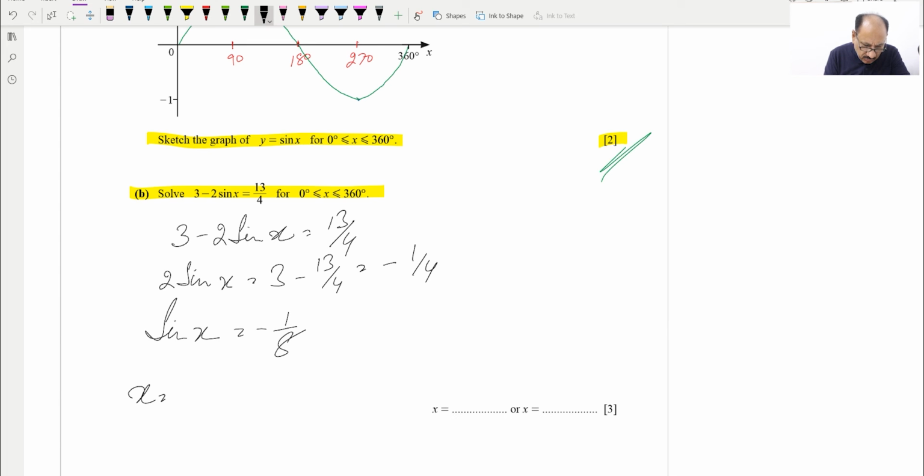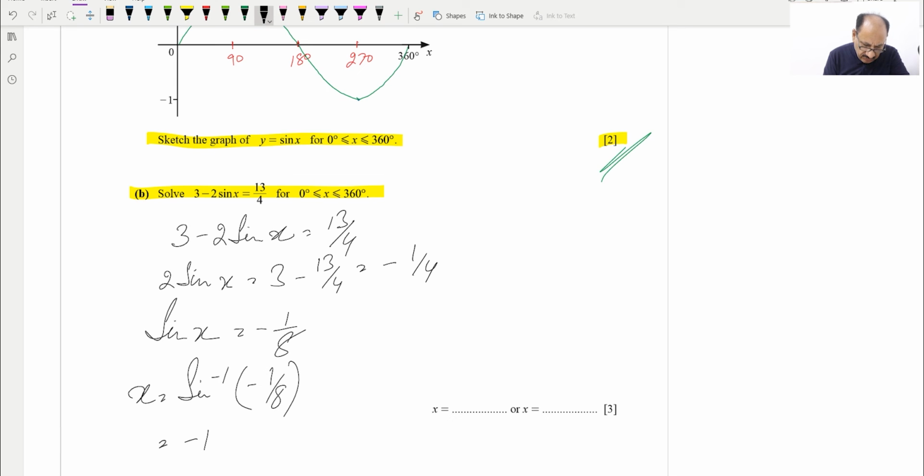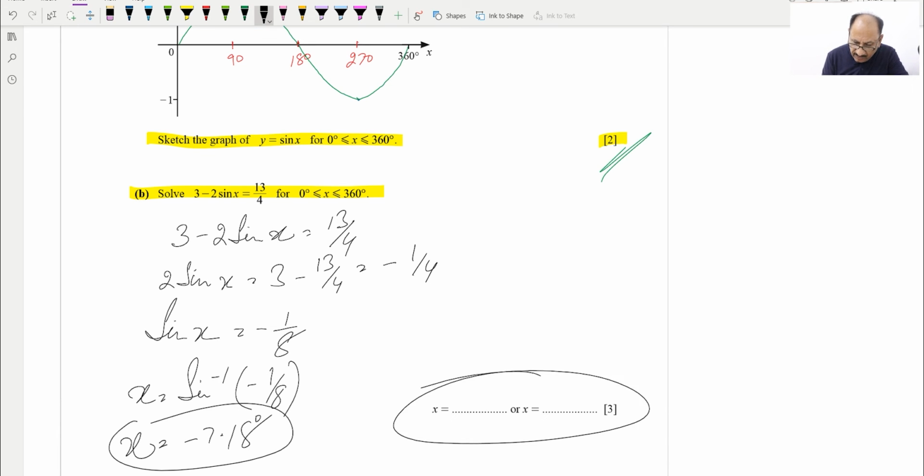So x will be equal to sine inverse of minus 1 over 8, and this one we can check with the calculator. Shift sine of minus 1 over 8 will give us minus 7.18 degrees. Now this is the principal angle which the calculator is providing. We need to find the other angle also, so we can understand easily.